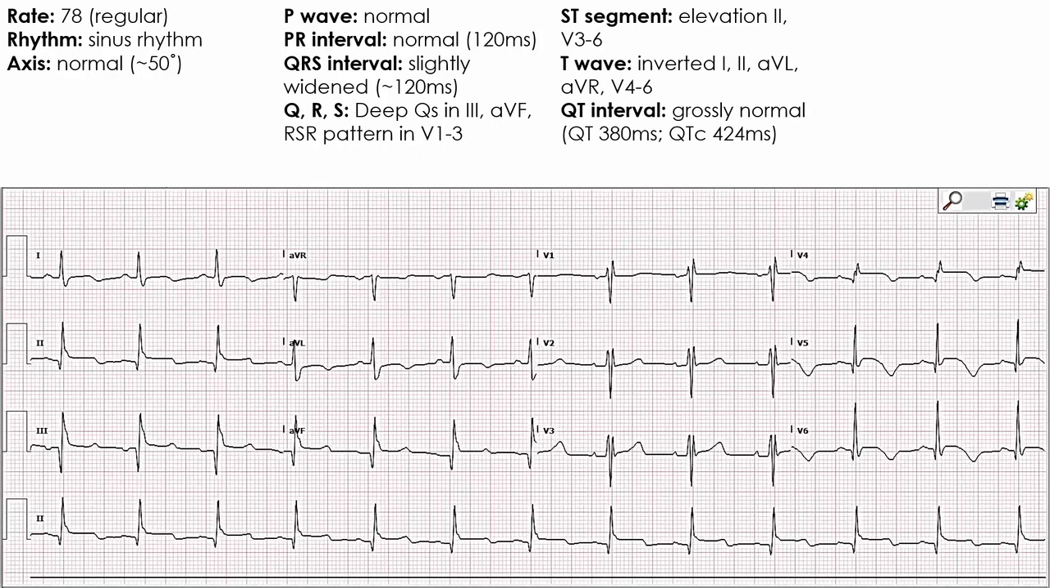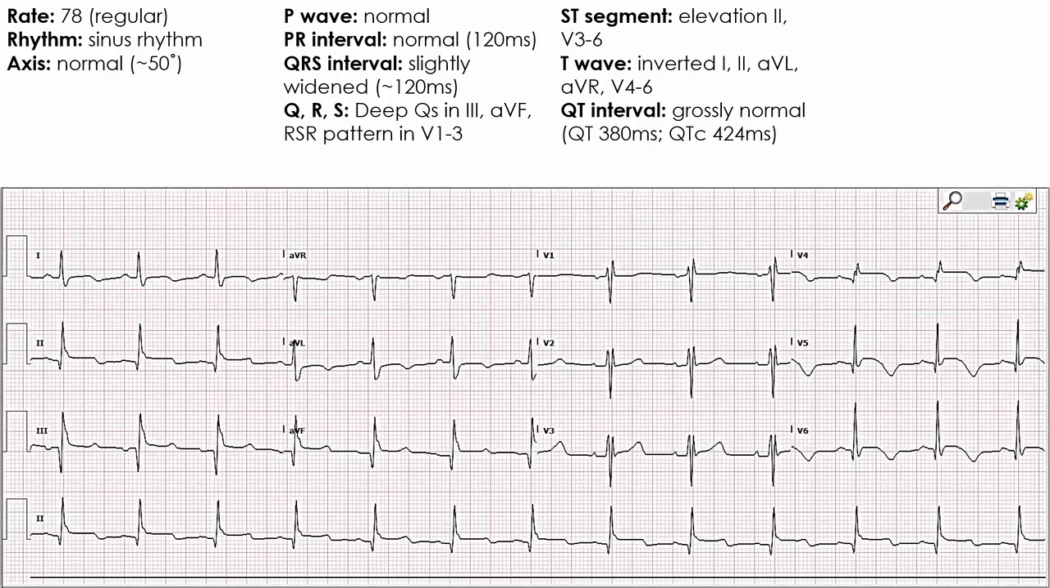Looking at the ST segments, we've got ST segment elevation in leads 2 and V3 through to V6. There are abnormal T waves with T wave inversion in lead 1, lead 2, AVR, and V4, 5, and 6. And the QT interval, it looks grossly normal, and when we do the maths, the QTc comes out at 424, so that's fine.